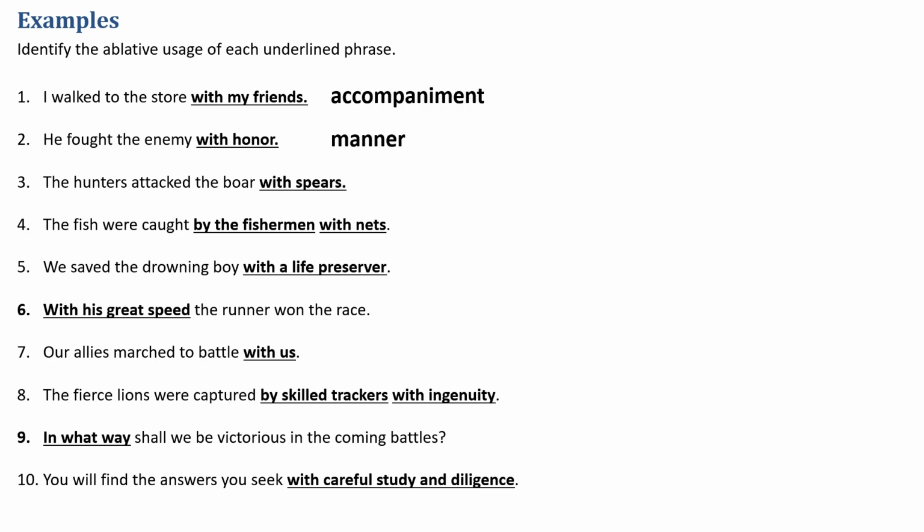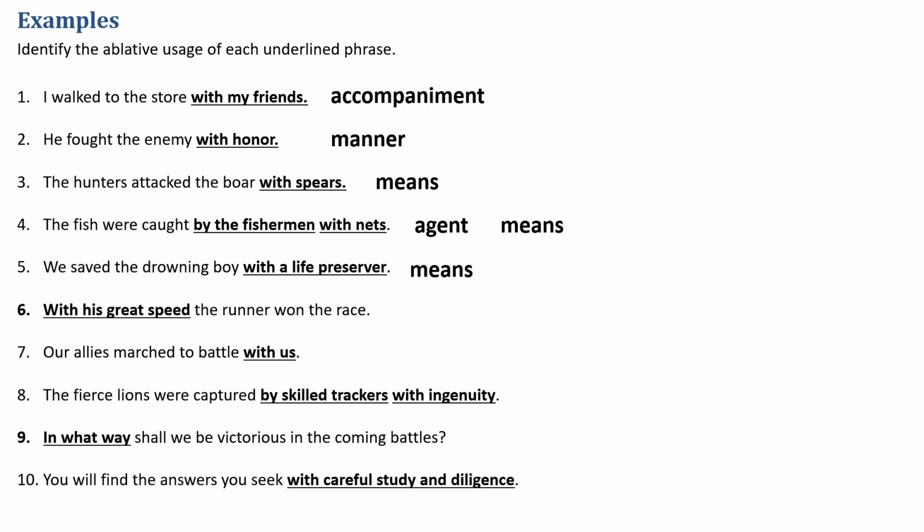Number 3, the hunters attacked the boar with spears. Spears are a physical object. You can hold them. Means. Number 4, this says 2. The fish were caught by the fishermen with nets. I see a passive verb, were caught. I see by people. That means that that's agent. Then with nets, those are physical, tangible things. Means. Number 5, we saved the drowning boy with a life preserver. Means.